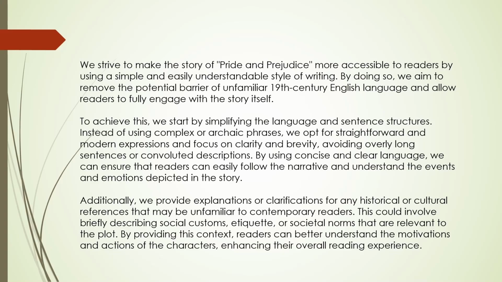We strive to make the story of Pride and Prejudice more accessible to readers by using a simple and easily understandable style of writing. By doing so, we aim to remove the potential barrier of unfamiliar 19th-century English language and allow readers to fully engage with the story itself. To achieve this, we start by simplifying the language and sentence structures. Instead of using complex or archaic phrases, we opt for straightforward and modern expressions and focus on clarity and brevity, avoiding overly long sentences or convoluted descriptions. By using concise and clear language, we can ensure that readers can easily follow the narrative and understand the events and emotions depicted in the story.